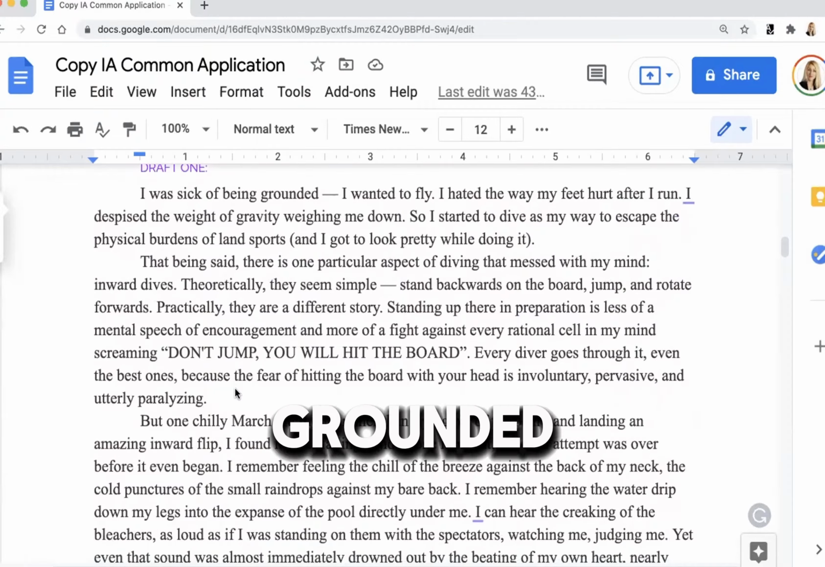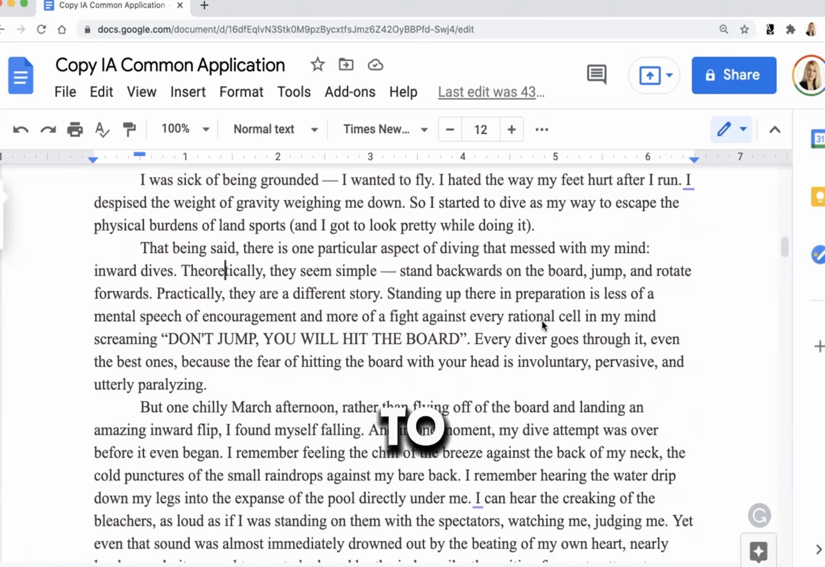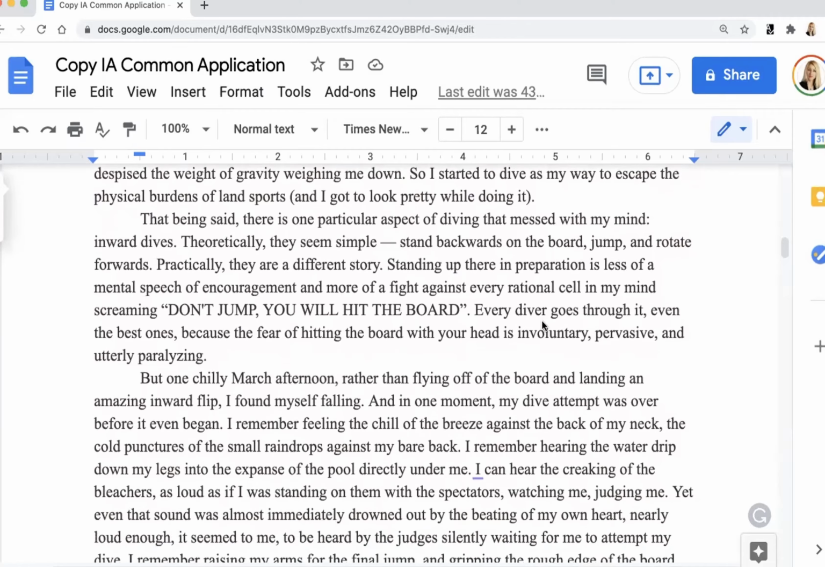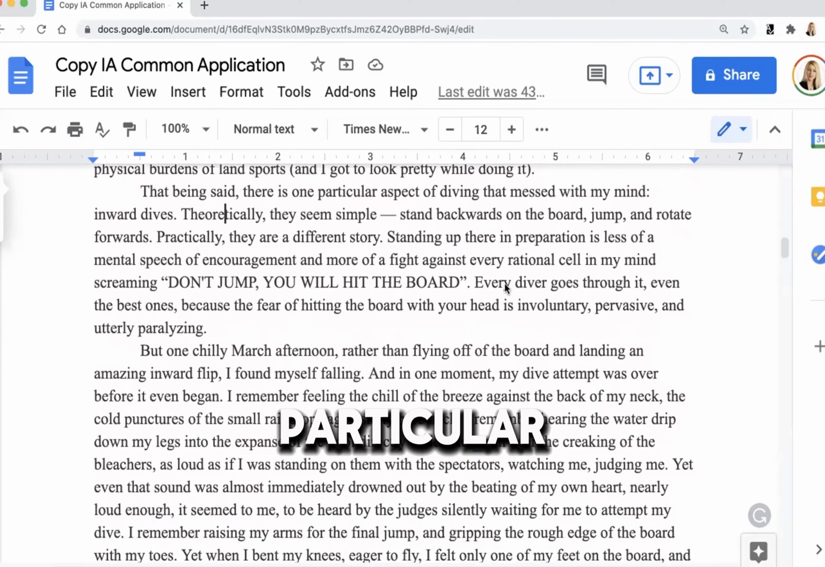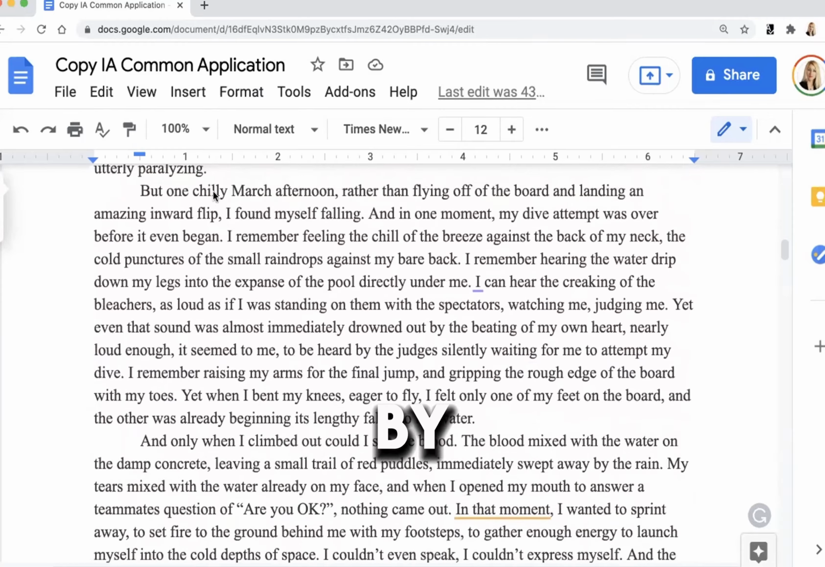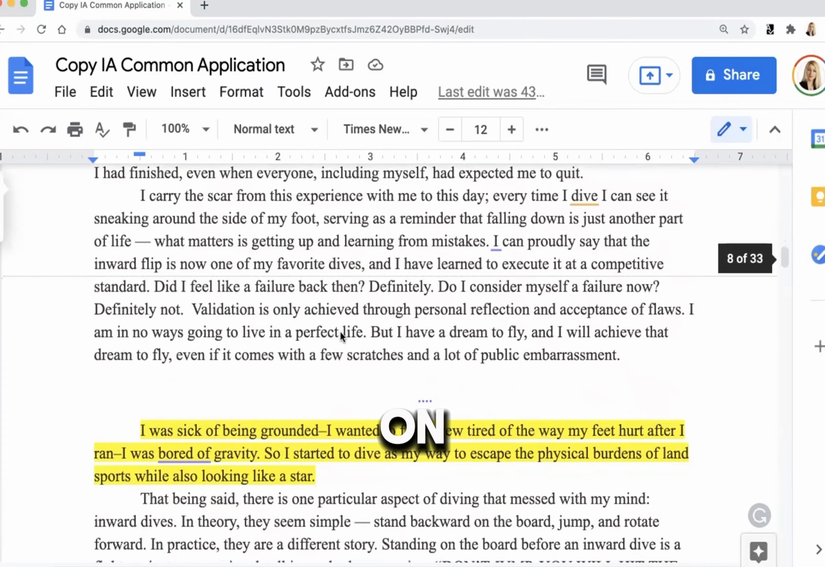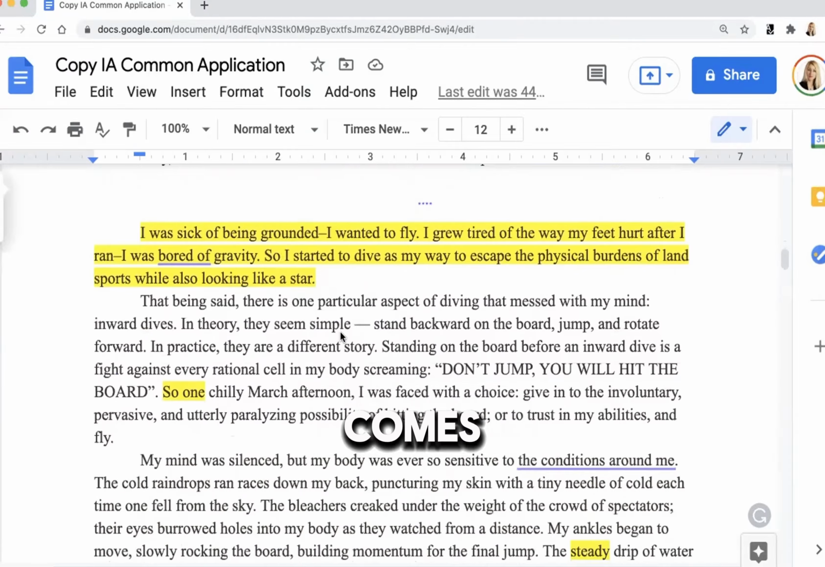I was sick of being grounded. I wanted to fly. I hated the way my feet hurt after I run. I despised the weight of gravity weighing me down. So I started to dive as my way to escape the physical burdens of land sports, and I got to look pretty well doing it. That being said, there's one particular aspect of diving that messed with my mind, inward dives. Okay. And then she continues reworking this by telling her story one chilly March afternoon, and so on and so forth. Okay. Then comes the next draft.